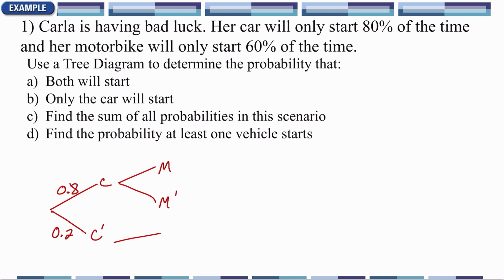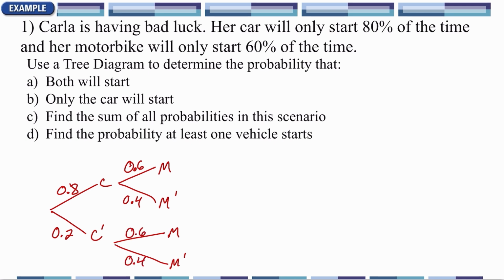And same thing down here. It doesn't matter. These will be independent. The car starting and the motorbike starting will be independent of each other. And the probability of the motorbike starting is 0.6. So the motorbike not starting is 0.4. And we can just repeat that down here. So the probability that both will start would be these branches here.